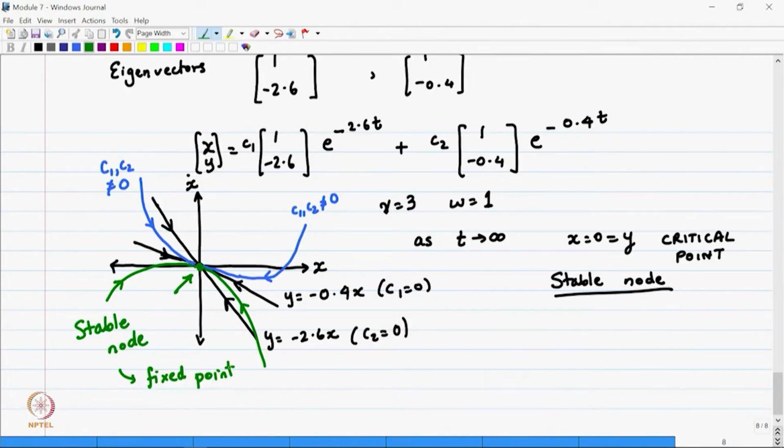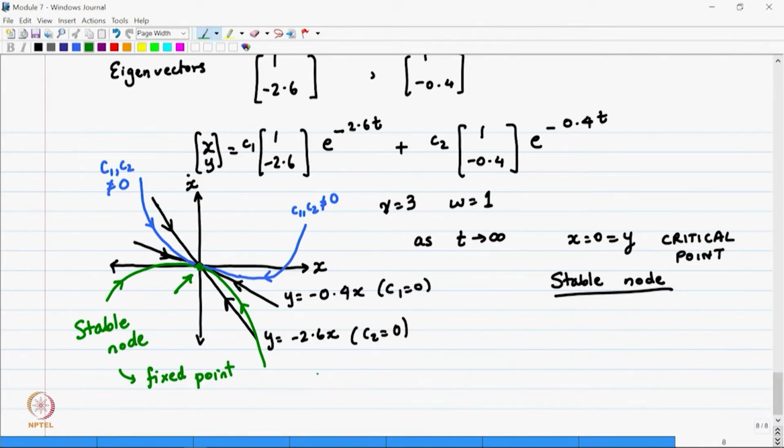Okay, so x equal to y equal to 0 is a critical point and this is your stable node. So, the damped harmonic oscillator has this kind of solution. I should emphasize one thing: we got this by actually looking at the solutions, but you can get this picture just by looking at the equation in the phase plane.